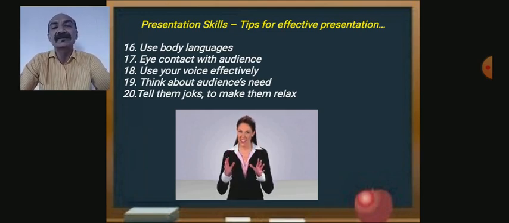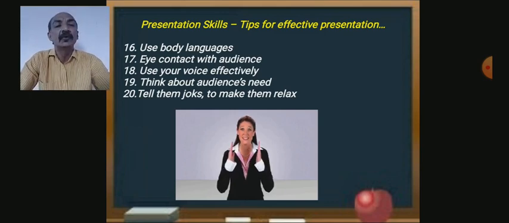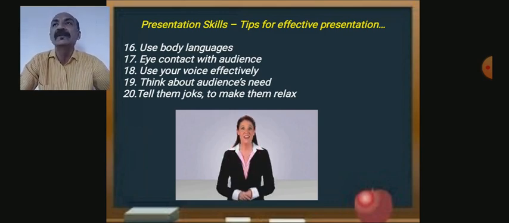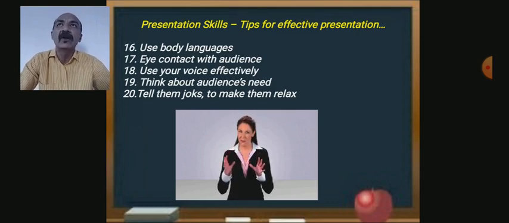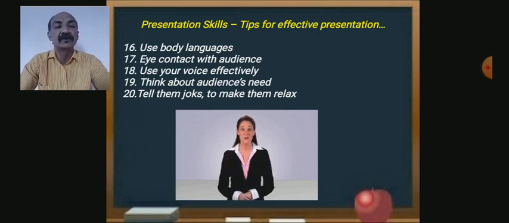19th point is that think about audience need. You should always consider what your audience needs, what the requirement of the audience is, and according to that you have to provide your presentation, you have to give your information in front of that audience.